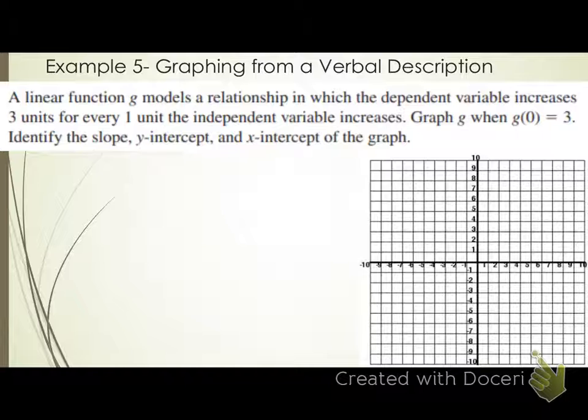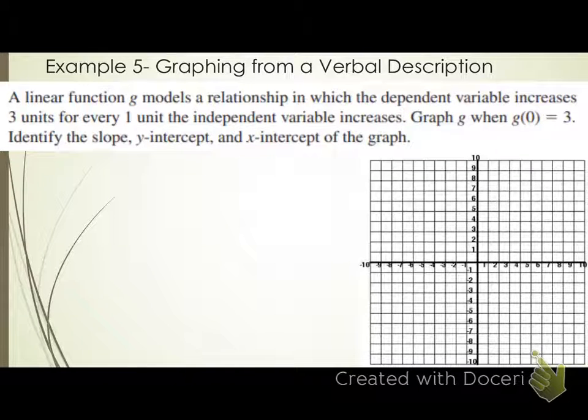I do notice the words independent and dependent variables, right? What variable is usually our dependent variable? What's dependent on the other variable? Y is my dependent variable, right? Y always depends on x. So that makes x our independent variable.